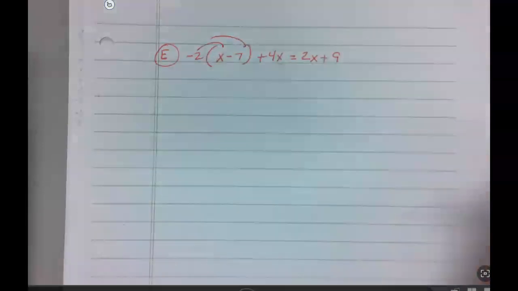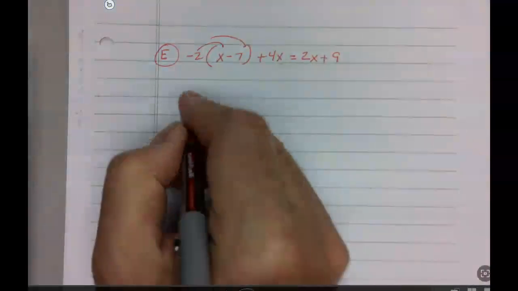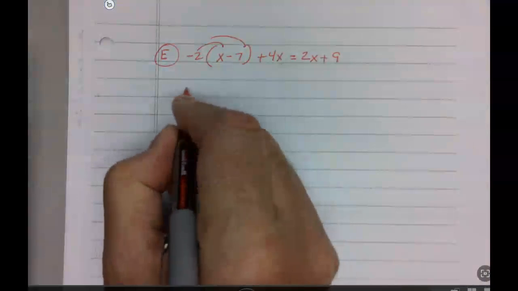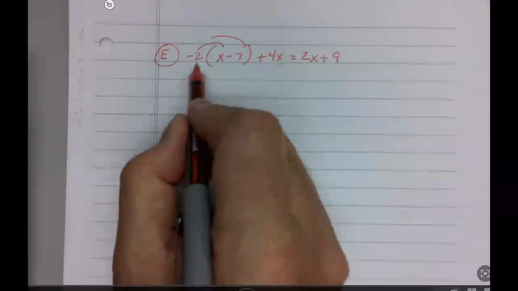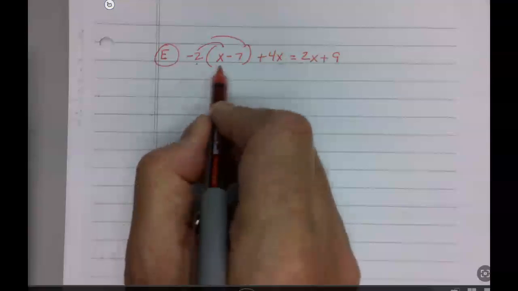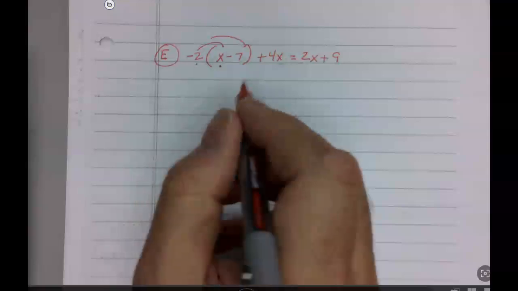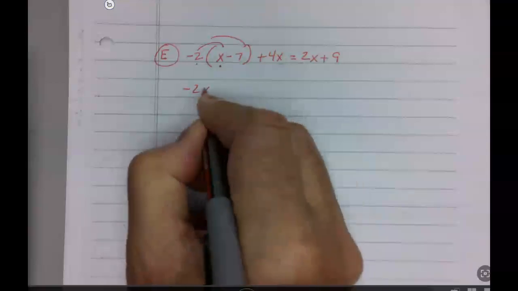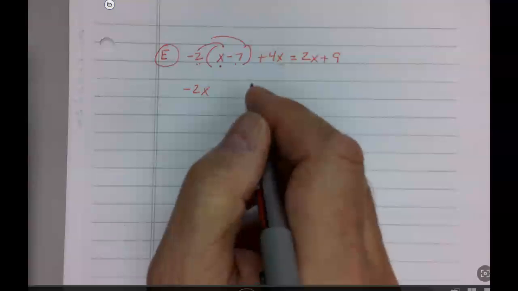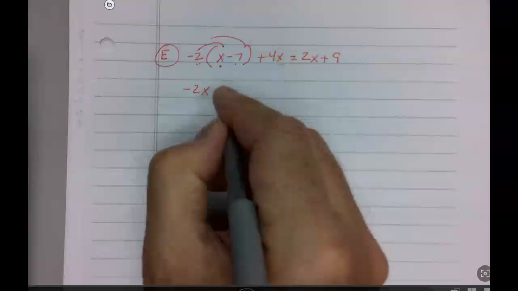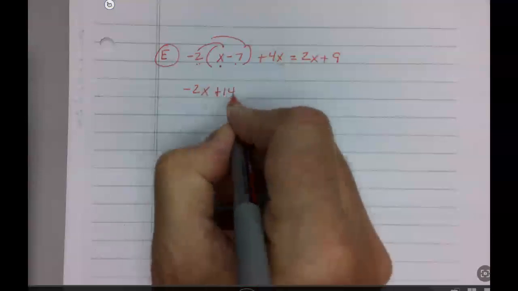Mac, what does that give me when I distribute that negative 2? Well, distribute negative 2 to the 7. All right, what's negative 2 times x give me? Negative 2x. There you go. And then what's negative 2 times negative 7? Positive 14. Everybody listen to me.